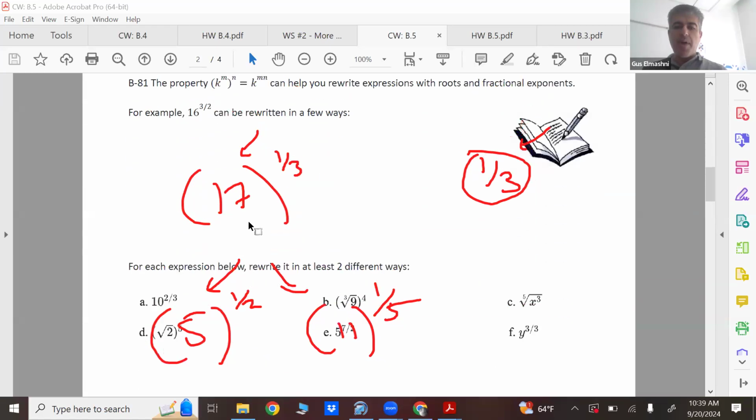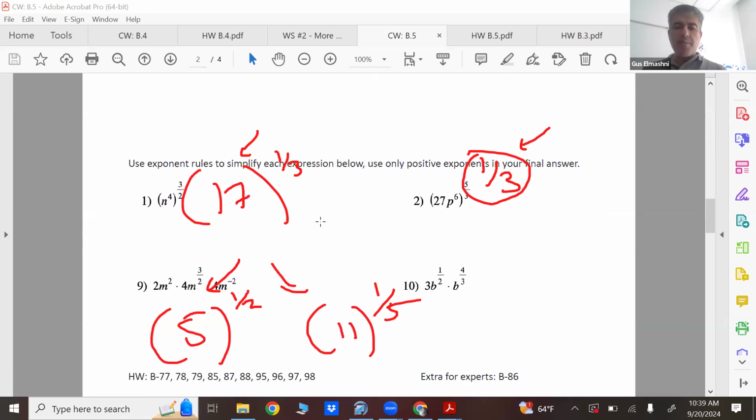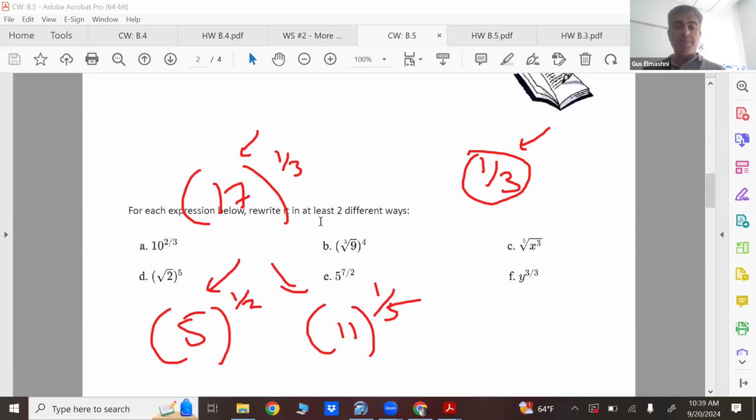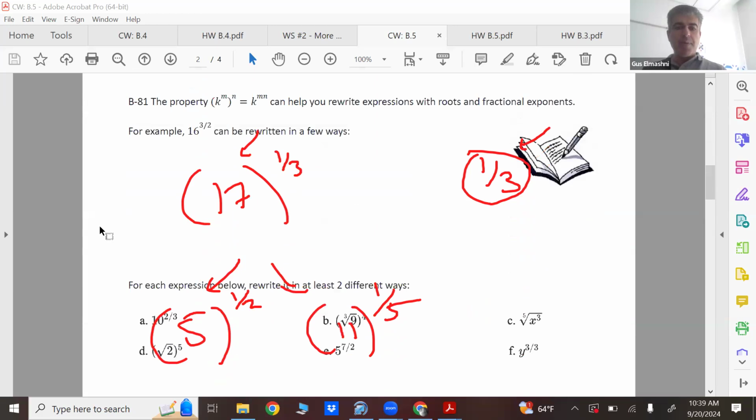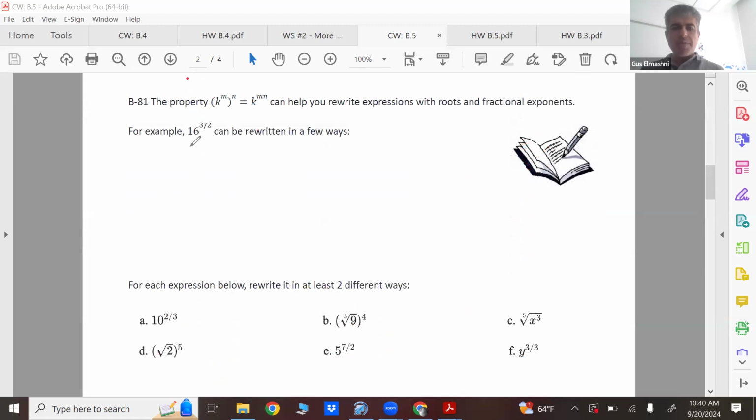So let's think about 81. Then let's work out some of the problems down below, then we can wrap up the notes. So let's look at 81 here. We know this property, right? If you raise something to a power, you multiply. So think about what this means.